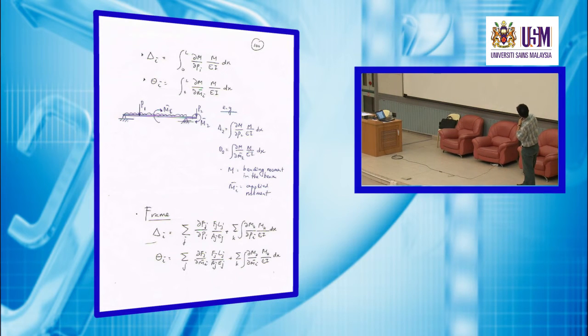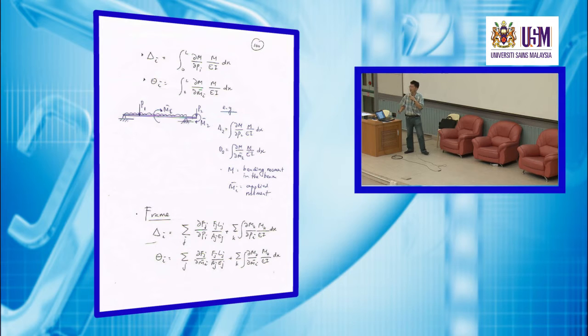in the direction of this load P2. So this is the equation, or these are the expressions that you have to use. So you have to find bending moment, you differentiate that bending moment in terms of this P2, then multiply by bending moment divided by EI, and integrate. If you want to find rotations, then differentiate partially with respect to the applied moment here. Okay, so be sure about the difference between this M with bar and this M without bar.